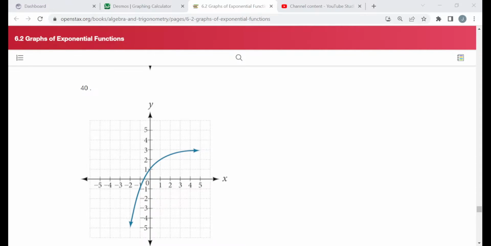We're given some graph of an exponential function that's a transformation of y equals 2 to the x. Alright, and then once again, what I would like to do is I'm going to take this graph here. I'm going to go backwards 1 transformation at a time until I get the graph of y equals 2 to the x, and then we'll reverse those steps to get our equation.